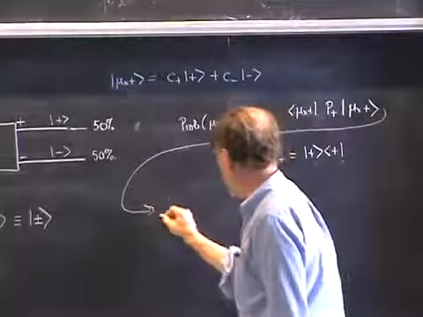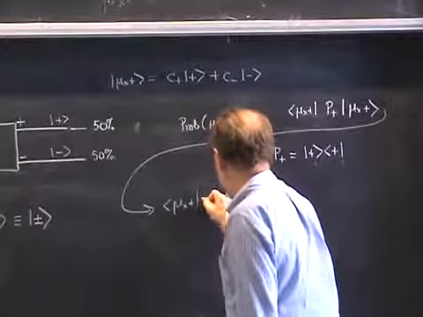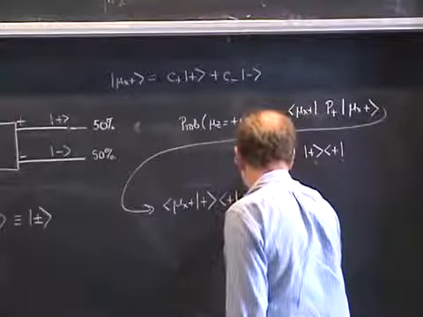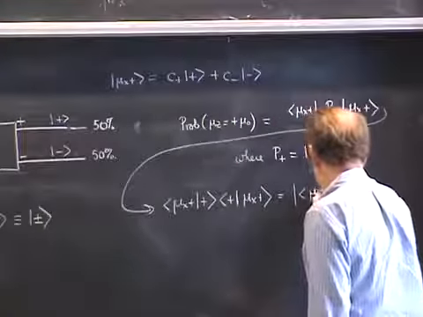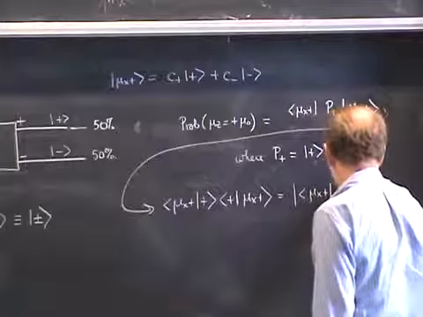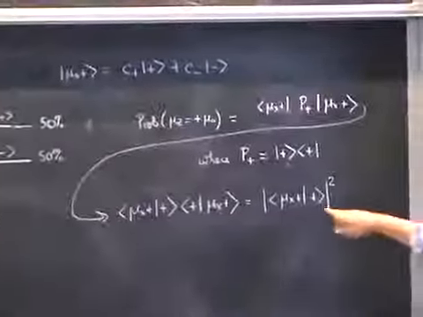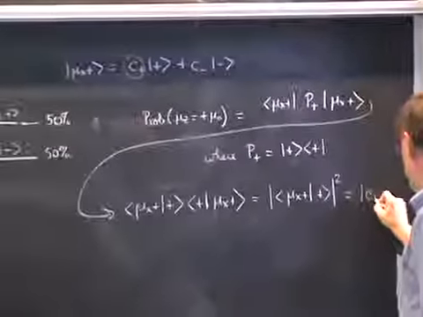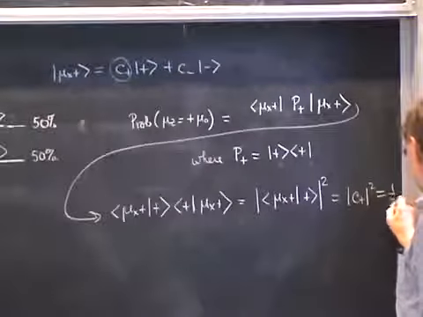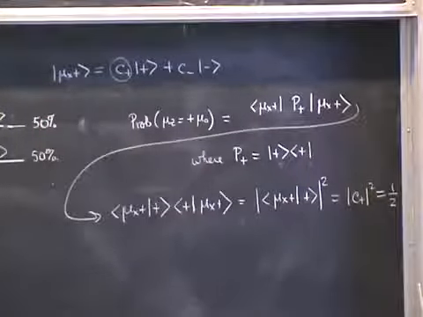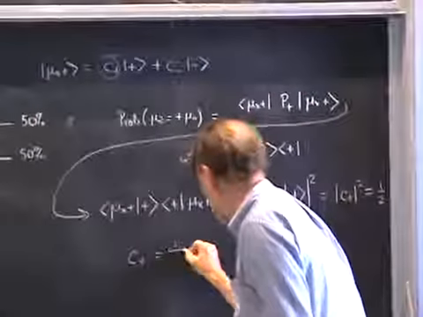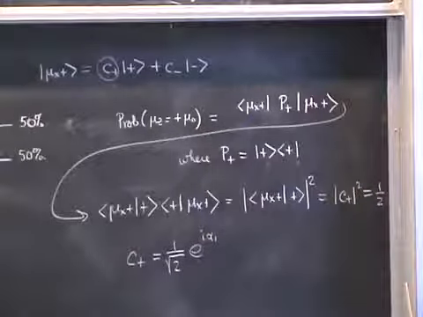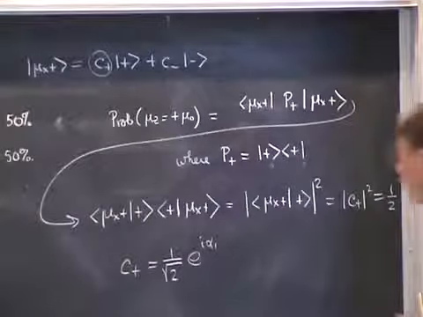So this probability becomes the absolute value of the scalar product of mu x plus with plus, squared. That's the same thing as the expansion coefficient c plus in this expansion, so this becomes c plus squared, which is experimentally equal to 1/2. And thus we conclude that c plus is equal to 1 over the square root of 2 times a phase, which I'll write as e to the i alpha 1, where alpha 1 is unknown at this point.